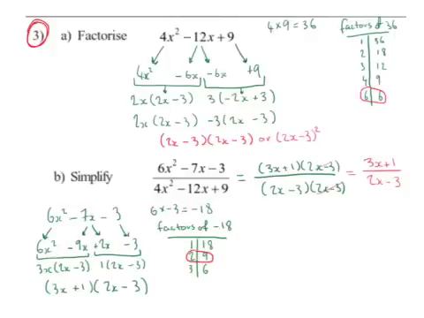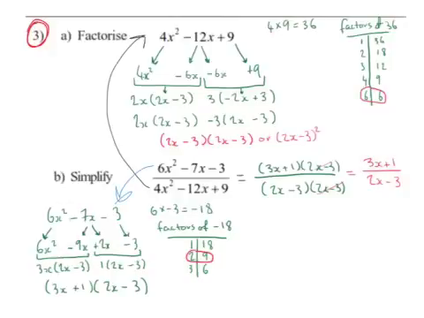So part B wants us to simplify 6x squared minus 7x minus 3 divided by 4x squared minus 12x plus 9. And you should notice that the 4x squared minus 12x plus 9 is what we had at the start. So we don't actually have to factorize this because we've already done it. There it is there. So 4x squared minus 12x plus 9 just becomes 2x minus 3 multiplied by 2x minus 3. But we do have to factorize the 6x squared minus 7x minus 3. So that's going to happen down here.